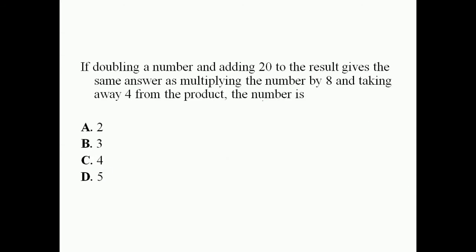Okay. Next question. If doubling a number and adding 20 gives the same answer as multiplying the number by 8 and taking away 4 from the product, the number is. If doubling a number, we can take the number as x, which means doubling a number means 2x, and adding 20, 2x plus 20 is the same as multiplying the number by 8, which means 8x minus 4, taking 4 away from the product. So 2x plus 20 equal to 8x minus 4.